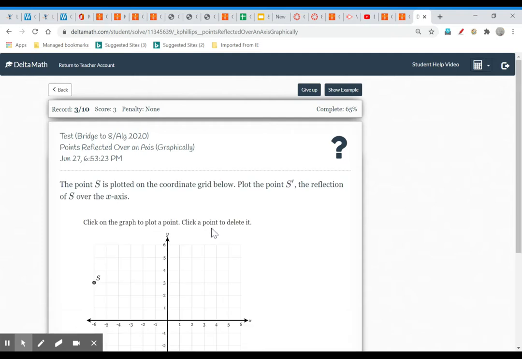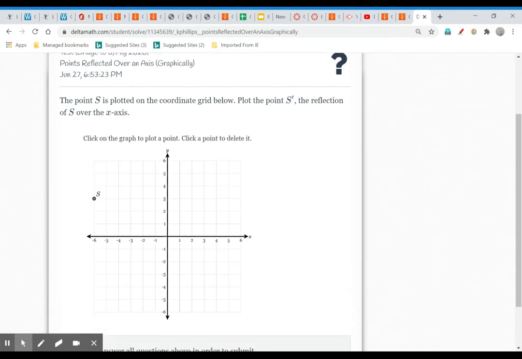It looks like there is 10 of these assigned. The next one says the point S is plotted on the coordinate grid below. Plot the point S prime, the reflection of S, over the x-axis. So the x-axis is the horizontal line right here. So if we reflected it over, instead of being 3 above, it would be now 3 below.